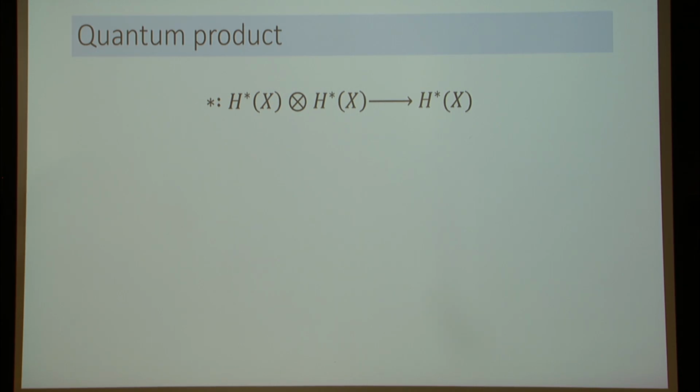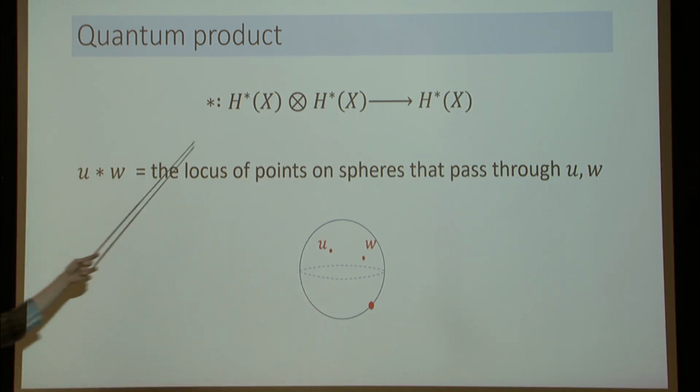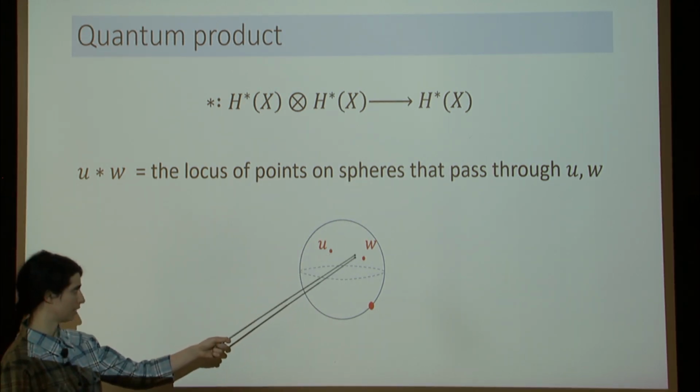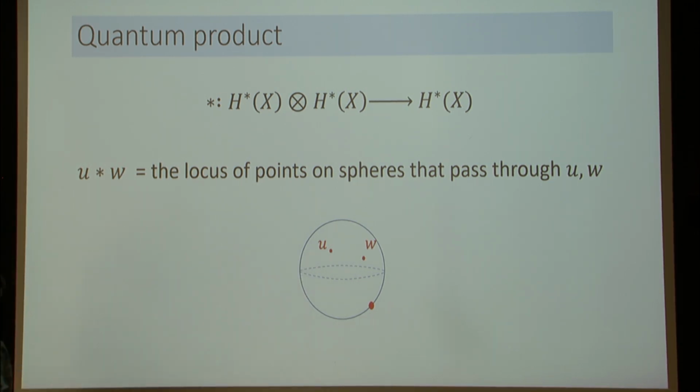Quantum product is just a product on cohomology of X. Obviously it's a product, so it has 2 inputs, and it spits out the locus of points on the sphere that satisfy those 2 constraints. So we're thinking here about elements of the cohomology as constraints to impose on a sphere. If we have a sphere that has 2 marked points, 1 constraint to line U, 1 constraint to line W, we want to see where other points of the sphere can happen.